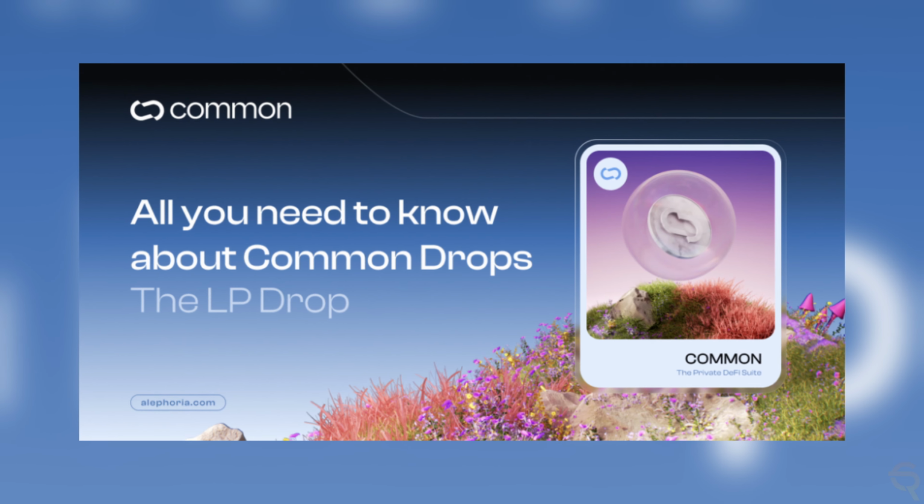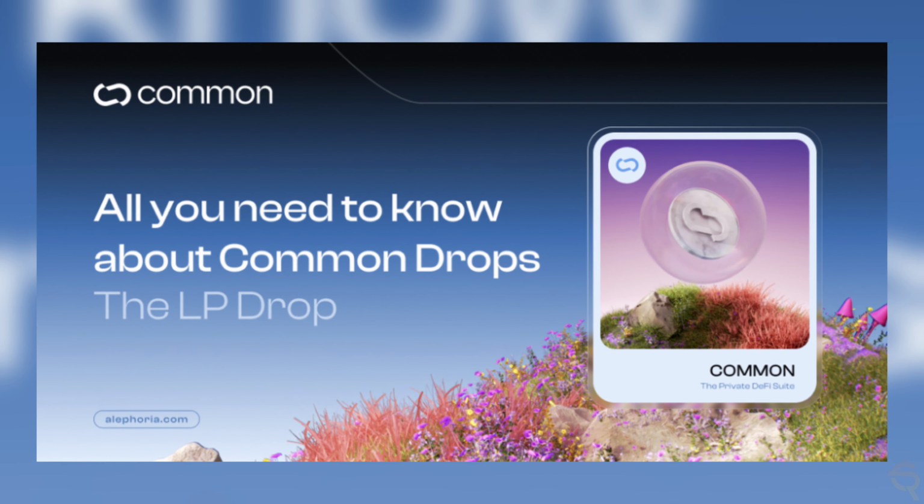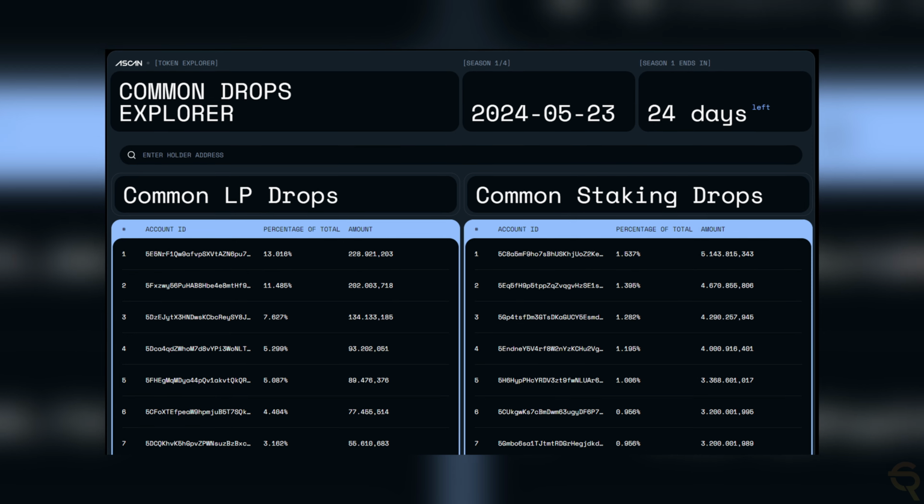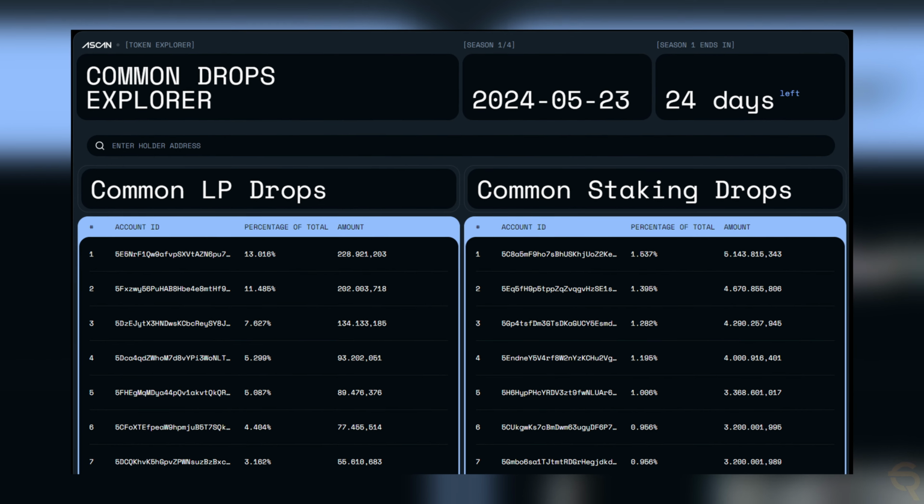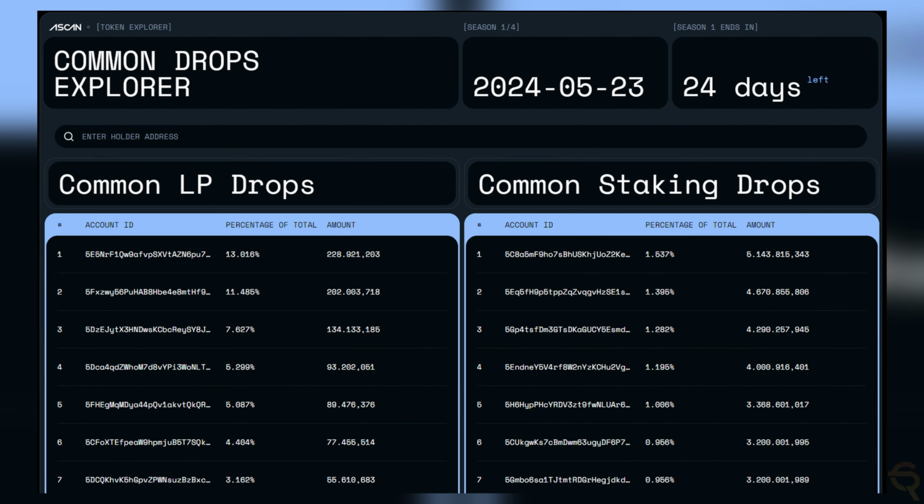And what's good to know is that you're very early, because Common currently does not have its token release yet. So that means it's airdrop time. And the Common DEX is preparing for an exciting series of airdrops called Common Drops to reward its community, particularly those who have been staking AZERO. Now, the Common Drops initiative coincides with the mainnet launch of the Common automated market maker and aims to incentivize participation and reward early supporters.